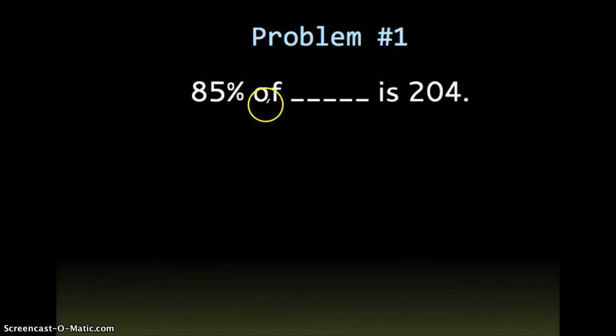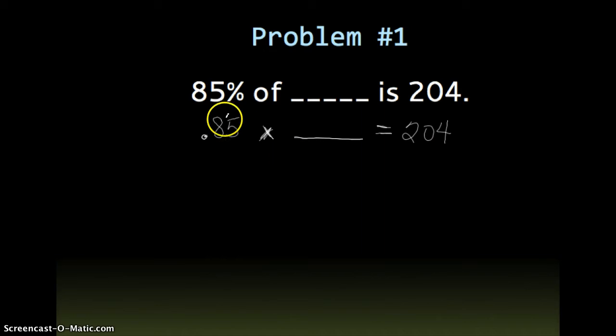So we have 85% of blank is 204. Well, first we're going to rewrite it mathematically. So we're going to turn this into a decimal. And we have 85 hundredths of, remember, means to multiply. We have our blank here. We have is, which means equals, right? And we're going to rewrite our 204.